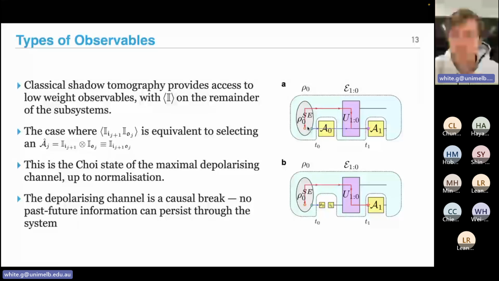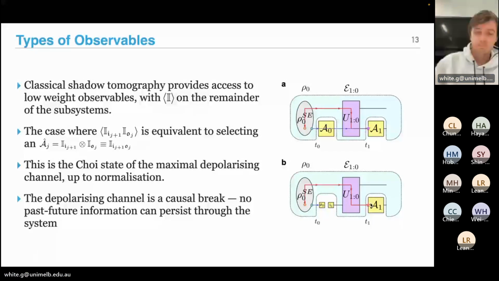Information from the past can persist to the next time, either through the system or it can go into the environment and then, as mediated by this interaction, come back to the system. There's no way to tell the difference between these two cases unless you have a causal break. So a causal break means that no information persists through the system. And so if you detect correlations between time 0 and time 1, then you know that information had to have gone through a different quantum system as mediated by the interactions.